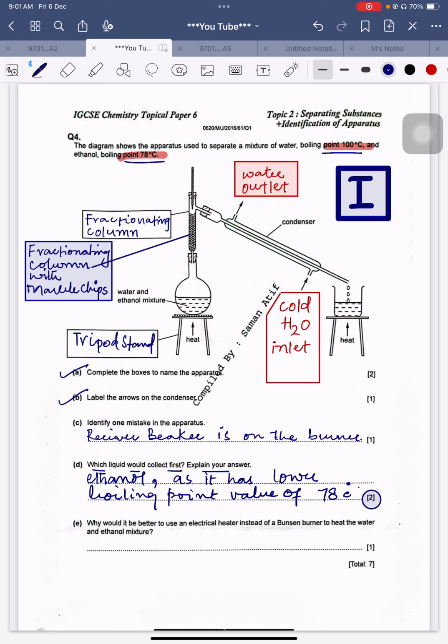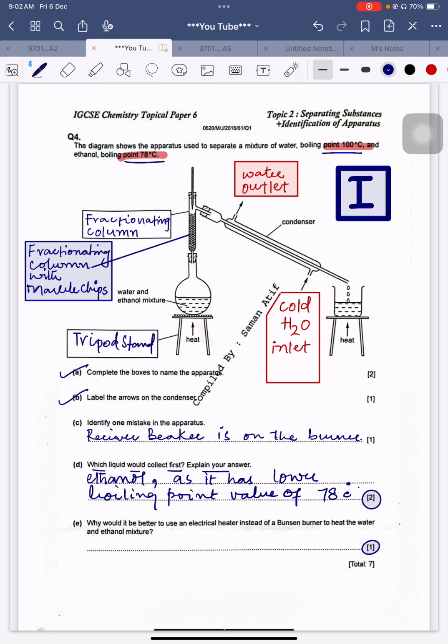Why would it be better to use an electric heater instead of a Bunsen burner to heat the water and ethanol mixture? It is a 1 mark question and 1 line is given there as well. So what we can say right now is, an electric heater is always used when the fractions are flammable. They can catch fire. As a result, we cannot use a Bunsen burner because it can affect the results and finally ruin the results.